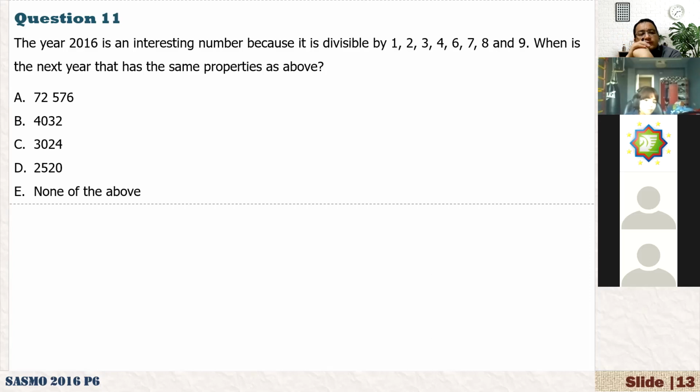The year 2016 is an interesting number because it is divisible by 1, 2, 3, 4, 6, 7, 8, and 9. What is the next year that has the same properties above? My answer is D. Your answer is D. How did you get this answer? I find which number divides by 1, 2, 3, 4, 6, 7, 8, and 9. Okay, usually you need to find the least common multiple of these numbers. If you find the least common multiple of these numbers, that's equal to 504. So this 504, right, it is divisible by all of these numbers. That's why the answer is D.